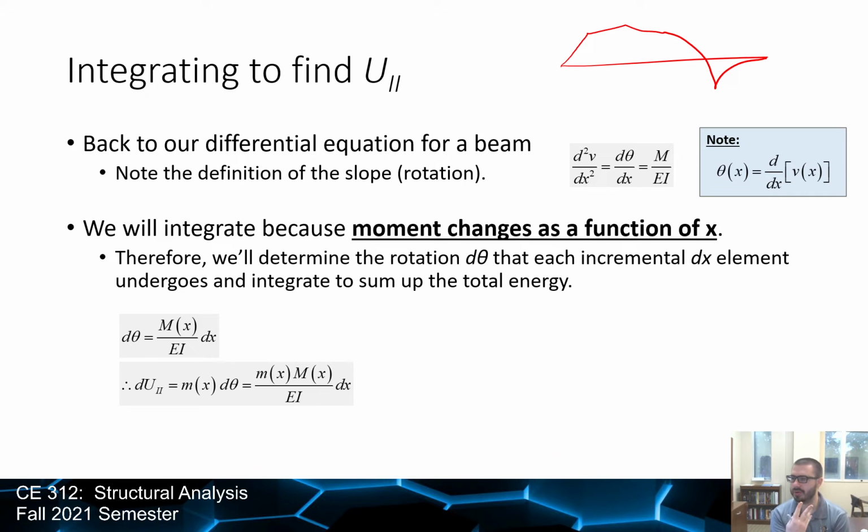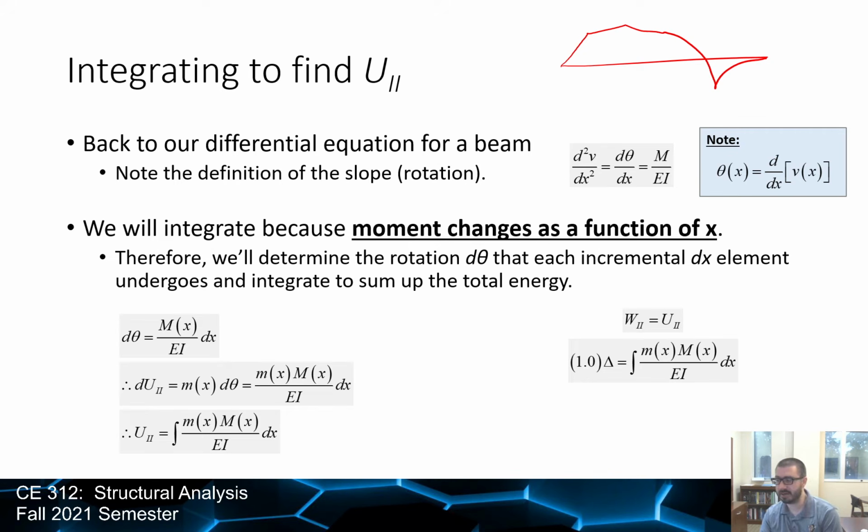Now you're noticing some new notation. Instead of big F's and little f's, I've got big M's and little m's, real moments and virtual moments. And then just integrate to get U2. So U2 is the integral of little m big M over EI dx. Set the two energy terms equal: external work done equals stored strain energy. Remember, 1 times delta equals all that hullabaloo. And boom, there's the deflection.